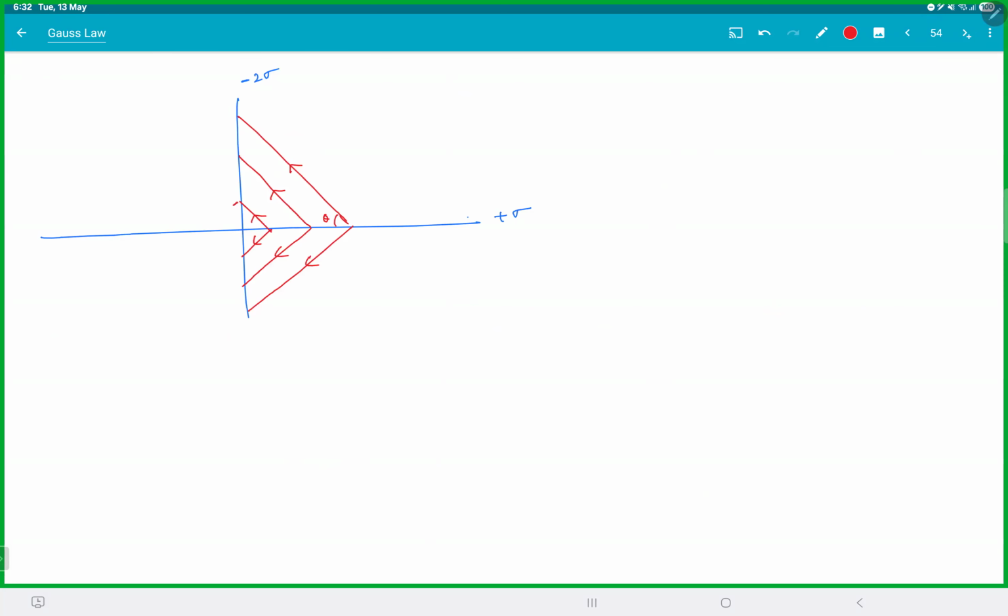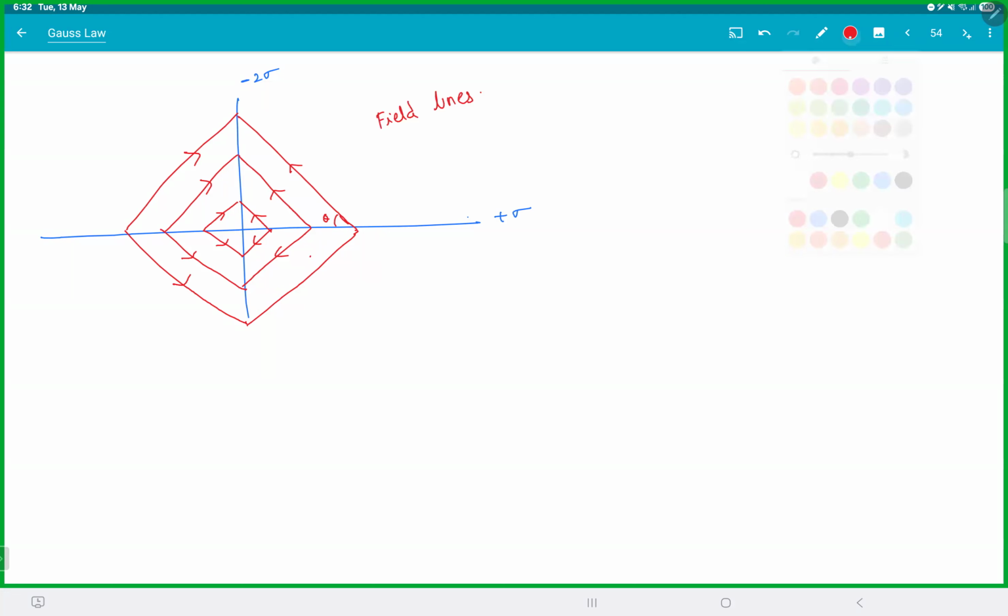You get a very symmetrical shape. This is how it looks. Here the field lines are this way. Here the field lines are this way. This is how the field lines will look. That's why there's a good mains question. They will just give you two shapes and ask you, of the four diagrams, which of the following is the field lines. And how do equipotential surfaces look?